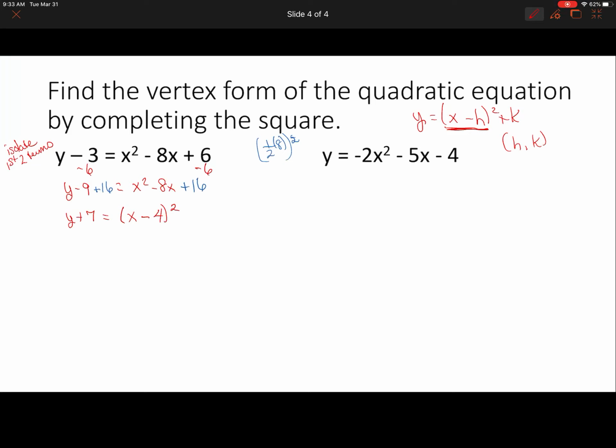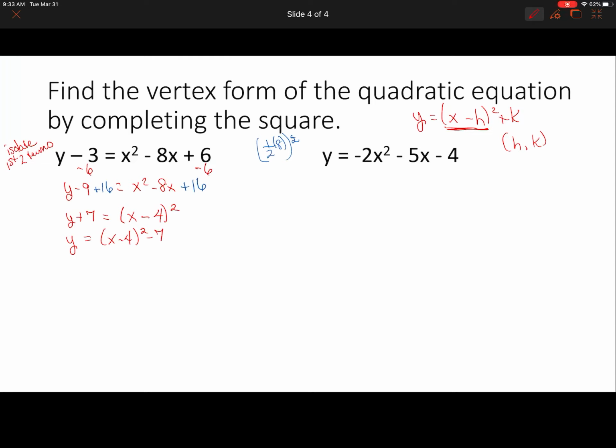And it's almost there. To get it in the vertex form, we want to subtract the 7 from both sides of the equation so the y is isolated, so y is equal to x minus 4, quantity squared, minus 7. And we've found the vertex form of this equation.